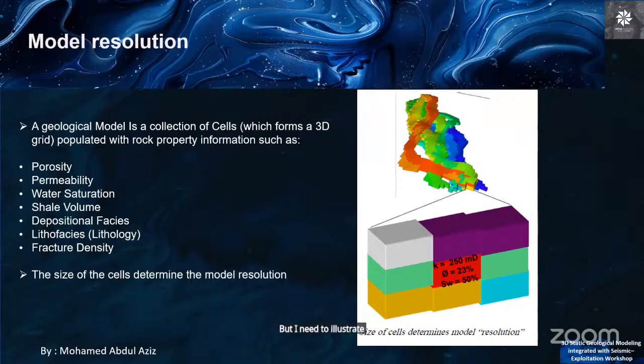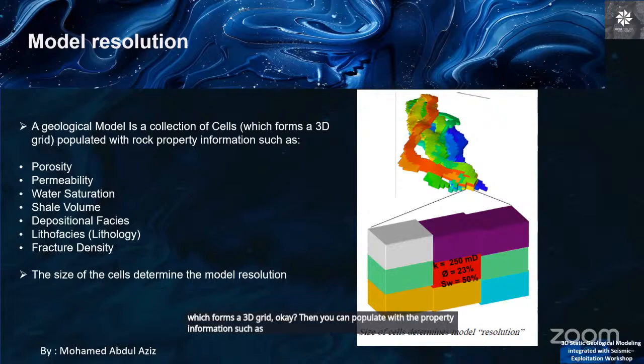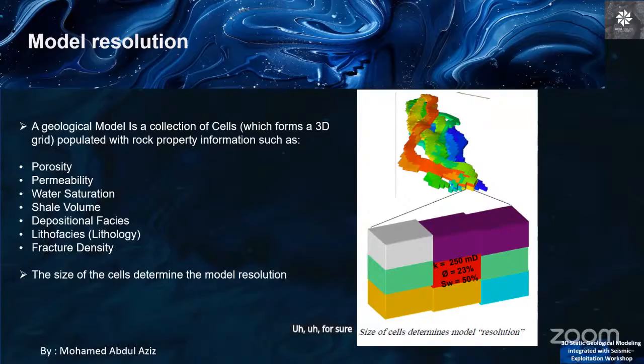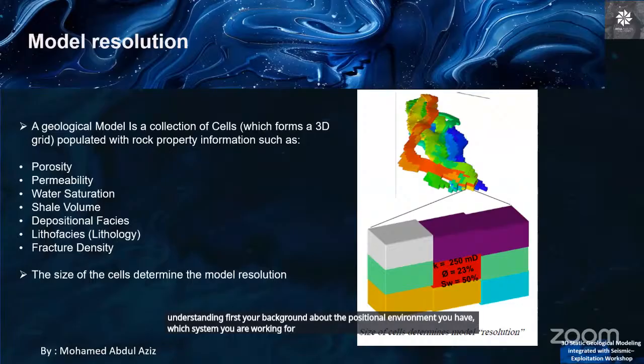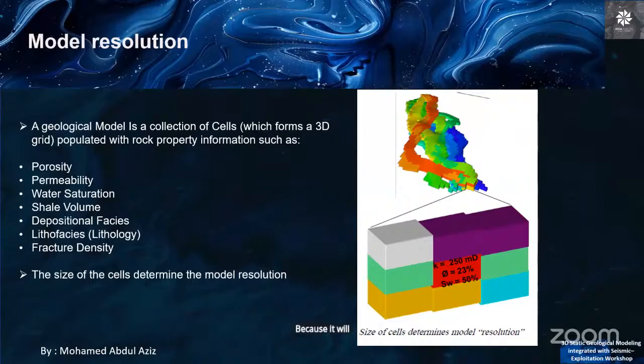illustrate for you that the geological model is a collection of cells which forms a 3D grid, okay? Then you can populate with the rock property information, such as if you are populating with the continuous property like porosity, permeability, water saturation, net to gross, shale volumes. For sure, this is a function of a discrete property like facies, understanding first the background about the depositional environment you have, which system you are working for, low stand, high stand, because it will affect the geometry of the layering after that.